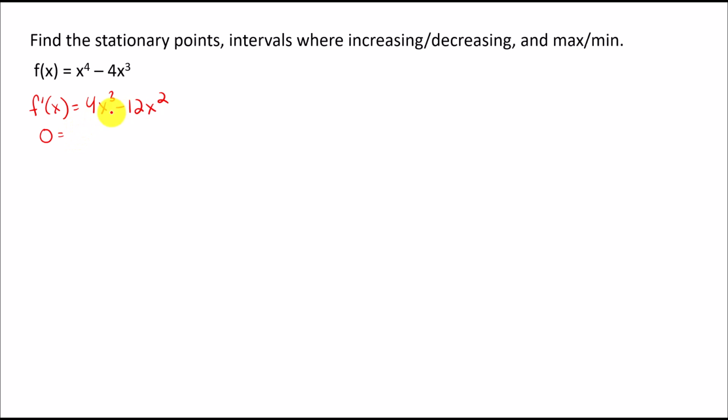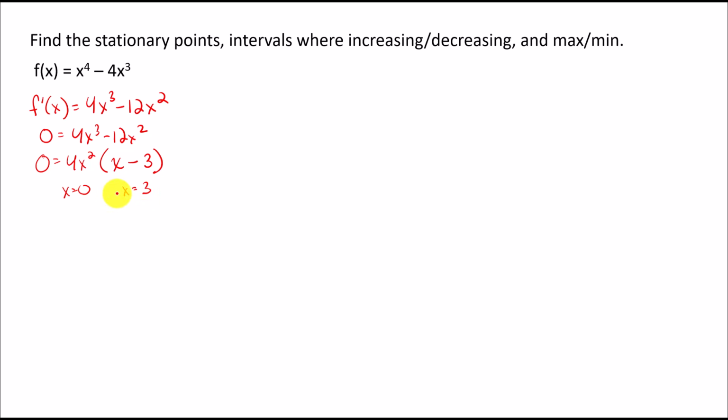So if I look at this, I have 4x cubed minus 12x squared equals 0, and I want to solve this, and this is a polynomial, so we usually try to factor those. So I'm going to take out a 4x squared as the greatest common factor, and that's going to leave me with x minus 3. So x equals 0 and x equals 3 are the x values of my stationary points.